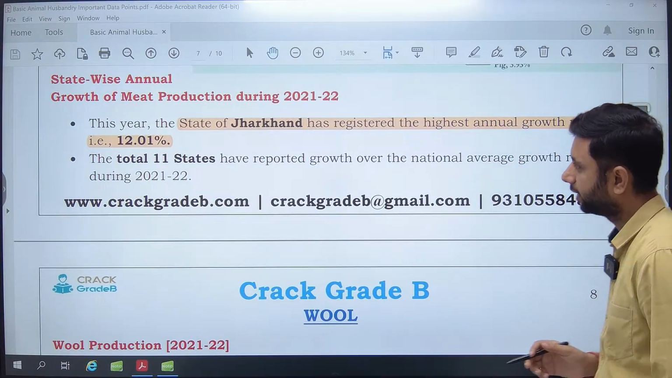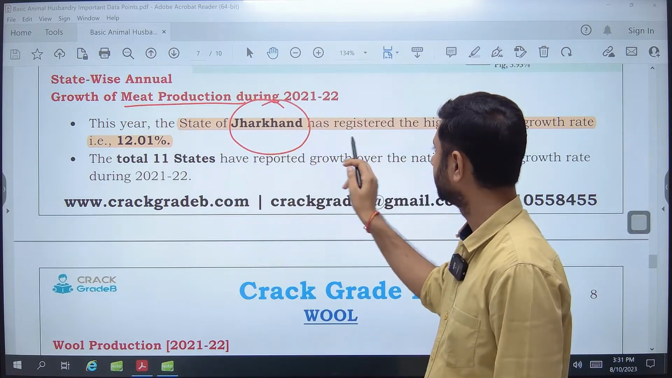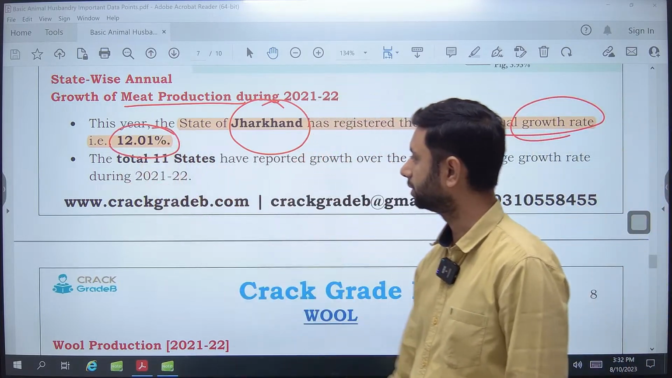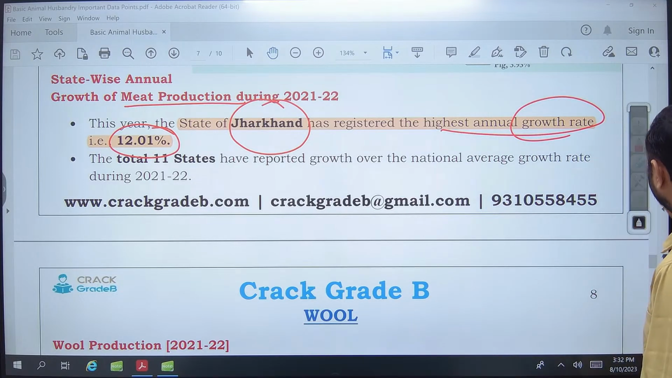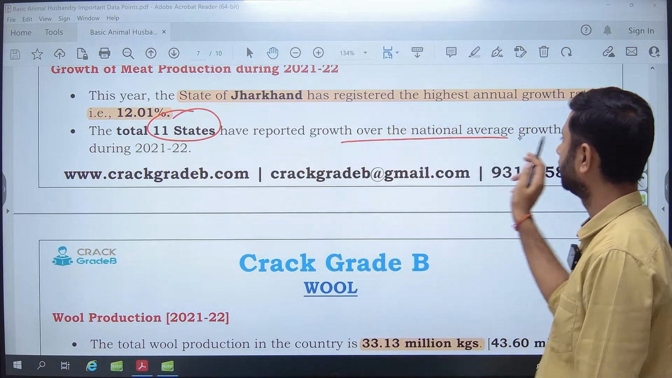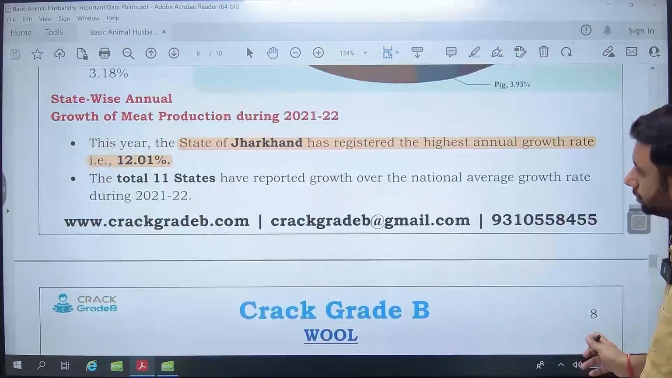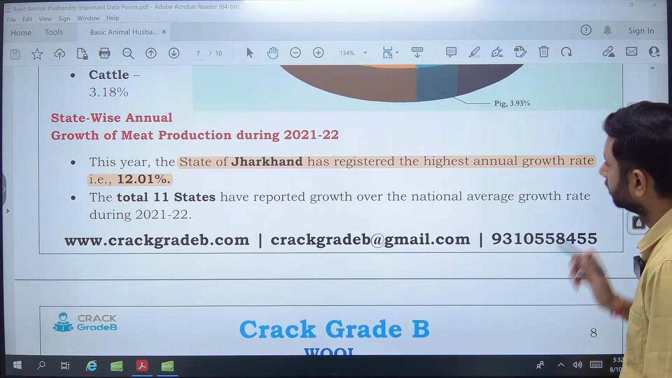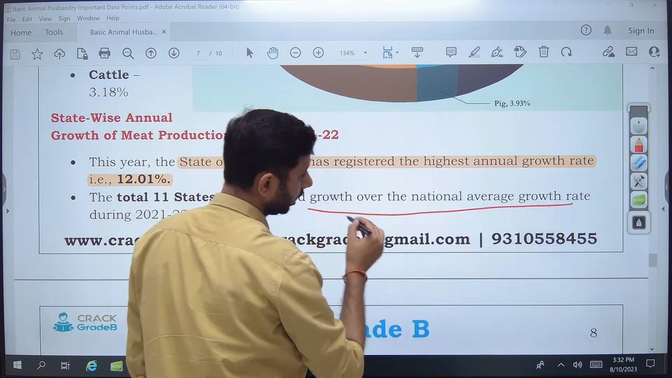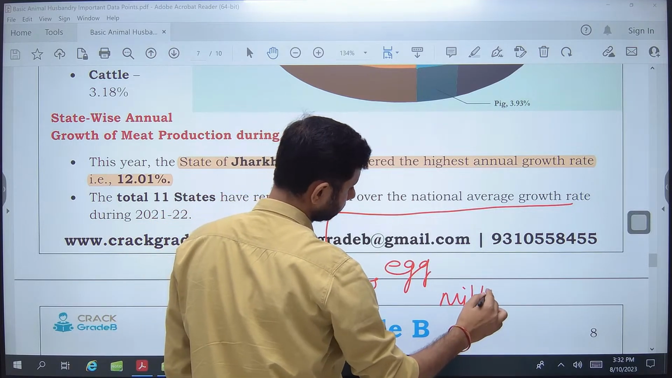Now we come to state-wise data with respect to meat production. The state of Jharkhand registered the highest annual growth rate, that is 12.01%. Okay, and total 11 states reported growth rate over the national average. Okay, so tell me how many states reported growth rate over national average in the egg case as well as the milk case?